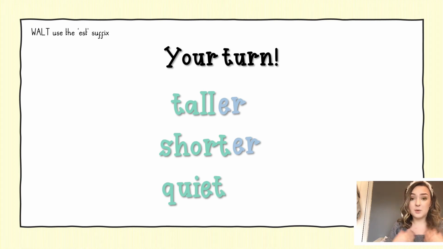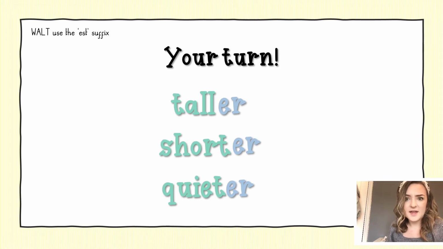And then the last word, quiet. If we add -er to the end of quiet, what word do we get? We get quieter. It's a bit like when I say, you are quieter than a mouse. It means that a mouse is quiet, but you are even quieter. I'm comparing you to a mouse. I'm saying that even though a mouse is quiet, you are even quieter.